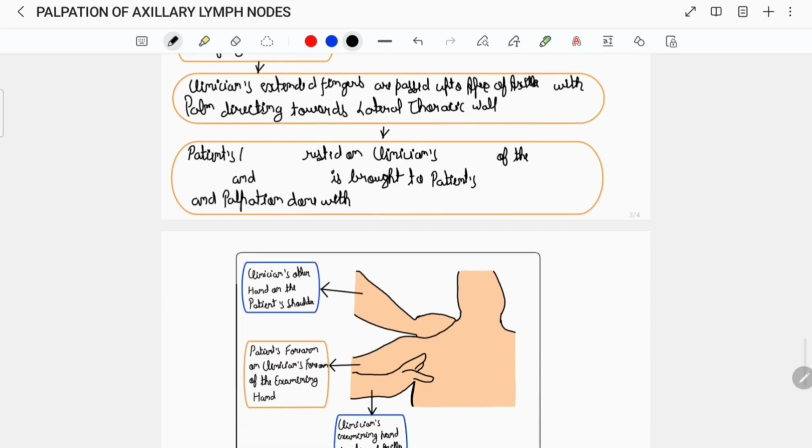And then the patient's forearm is rested on the clinician's forearm of the examining hand, and the other hand is brought to the patient's shoulder, and palpation should be done with the examining hand, as you can see in the diagram below.